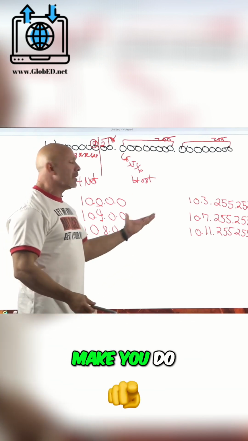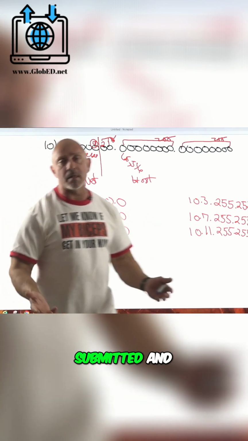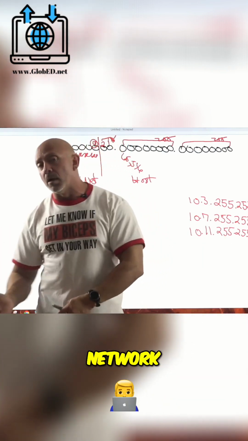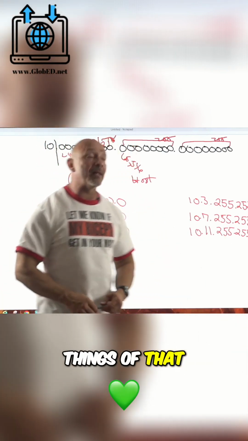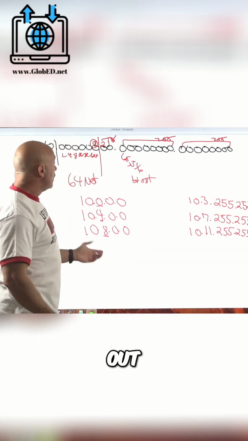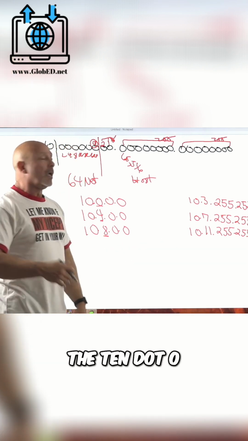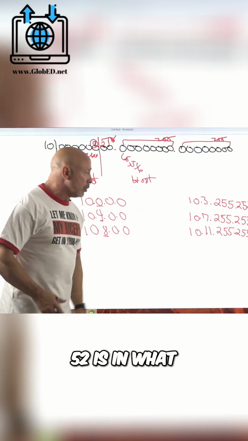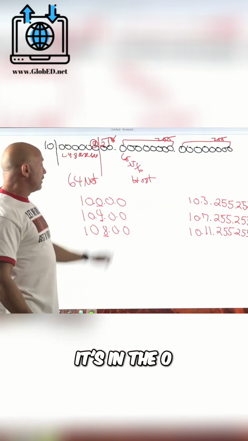And again, they're not going to make you do anything like that. They're going to give you an address that's already subnetted, and they're going to ask you what's the range, what's the broadcast, what's the network that it belongs to, things of that nature. But you still need to do this so you can find out. Because if I pick an address, hey, the 10.0.1.52 is in what network? Well, it's in the 0 network.